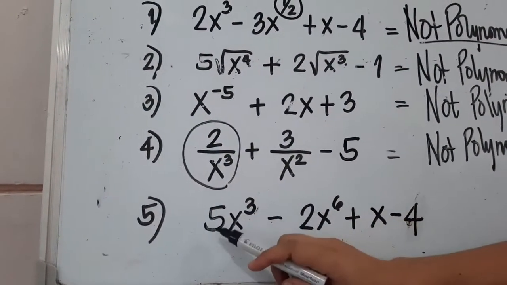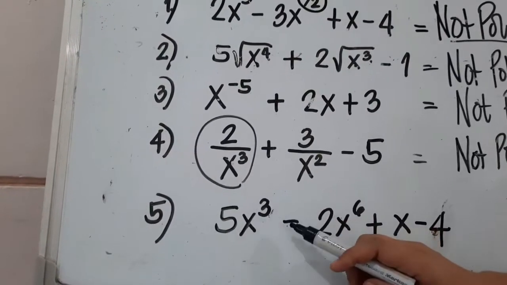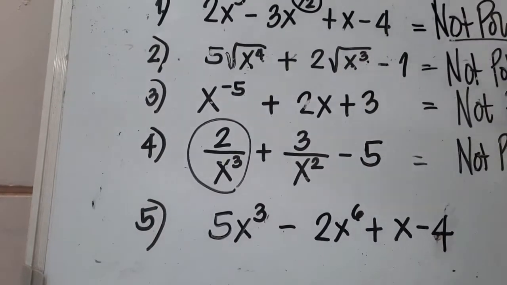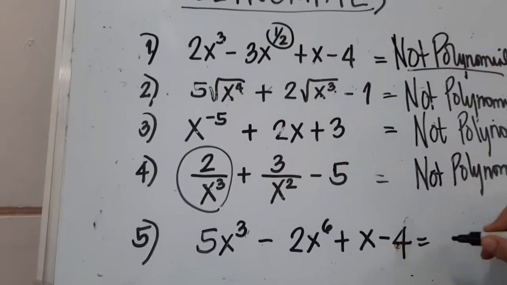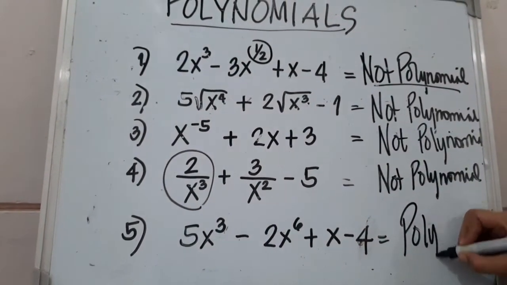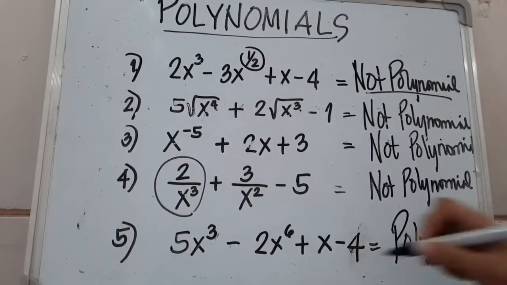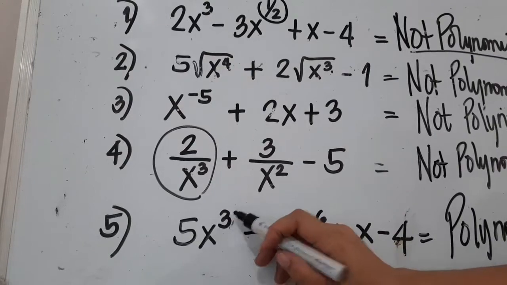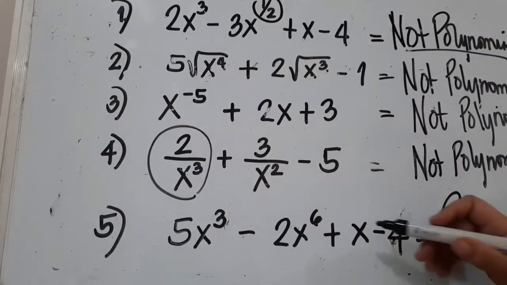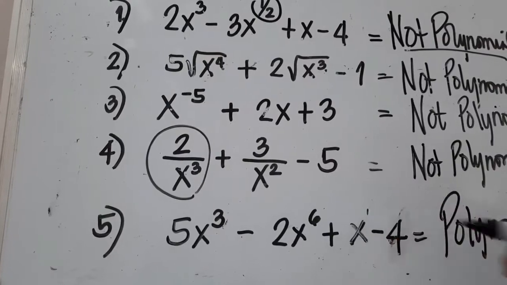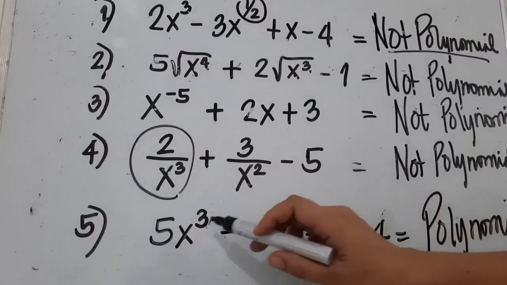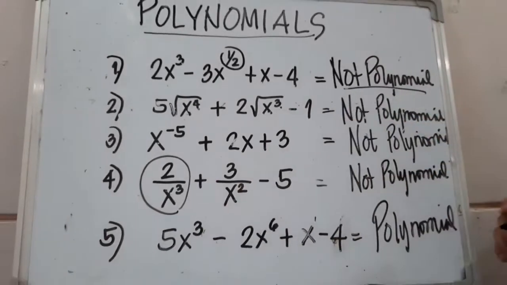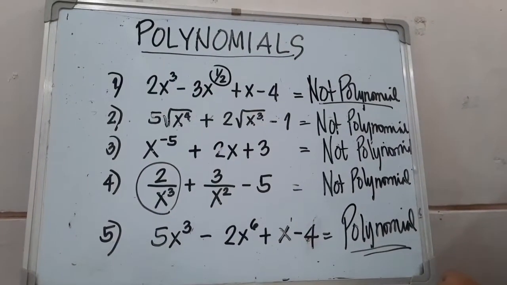Example number 5. 5x raised to the power of 3 minus 2x raised to the power of 6 plus x minus 4. Is that a polynomial? Absolutely. This is the time we call it a polynomial. If you look at it, the variable here has an exponent of 3, the variable here has an exponent of 6, and this variable means it has an exponent of 1, and all the exponents here are positive whole numbers. If that's the case, automatically we call that a polynomial.